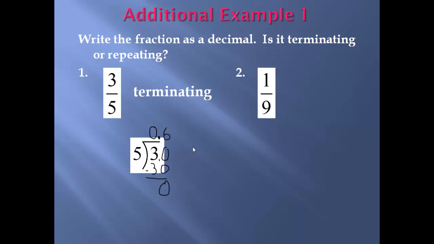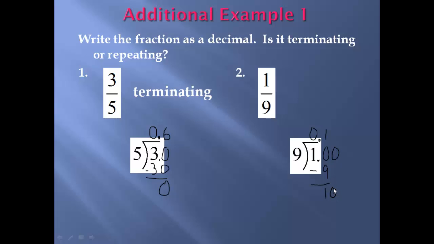For number 2, I have 1/9. This would be 1 divided by 9. 9 goes into 1 0 times. Now I need to add my decimal and my 0 so I can continue dividing. And remember that decimal goes straight above in your answer. 9 goes into 10 one time. 1 times 9 is 9. When I subtract, 10 minus 9 is 1. Since I didn't get 0, I need to continue to divide. So I'm going to add another 0, and I bring that 0 straight down.